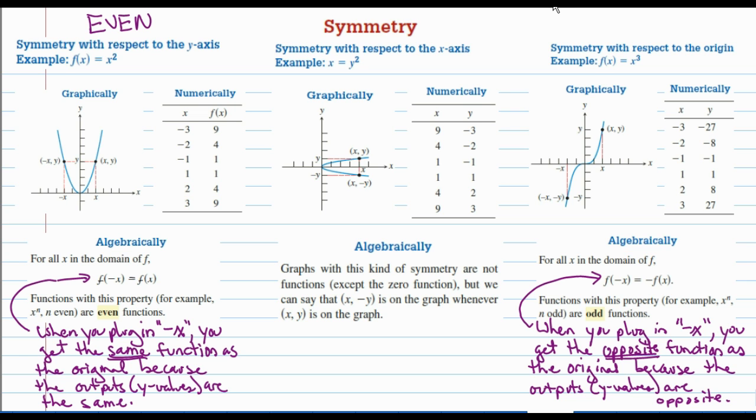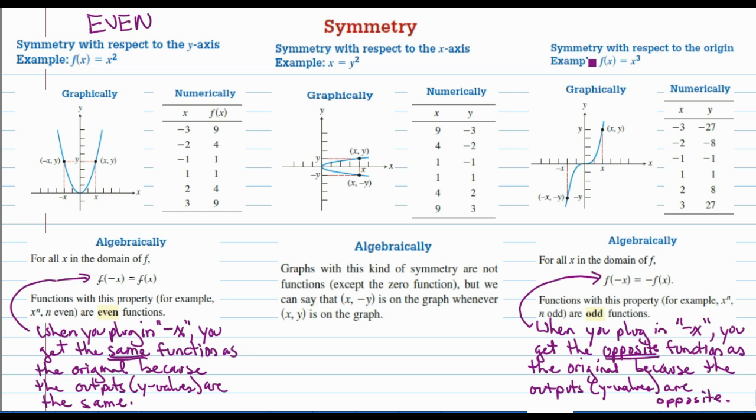The next type of symmetry we'll look at is symmetry with respect to the x-axis. This one doesn't have a nickname. You can call it Bob if you want to. X-axis symmetry has the same thing going above and below the x-axis. If you notice, these are not functions. They do not pass the vertical line test. We don't use this very often. You won't see it very often, but it does exist, and it's an example of symmetry that you will be tested on.